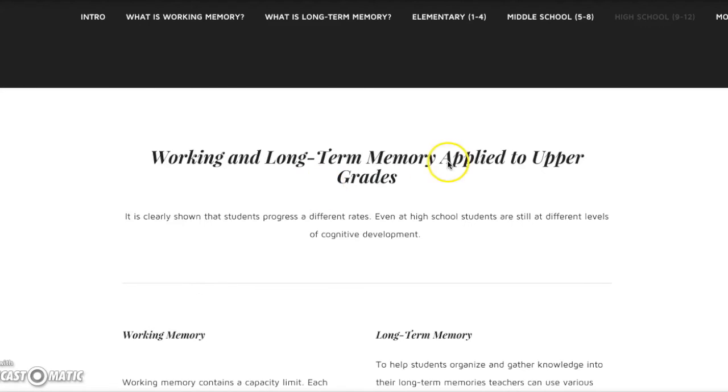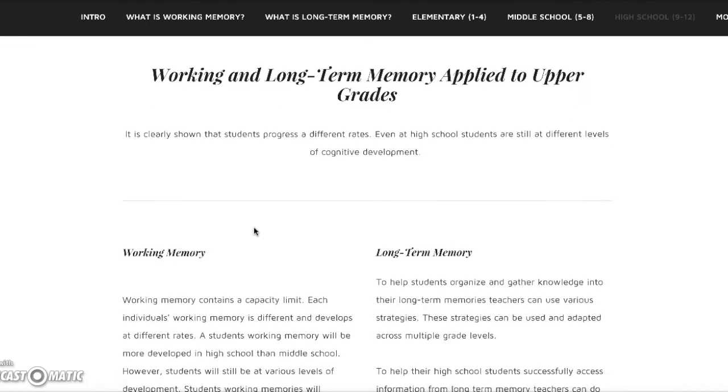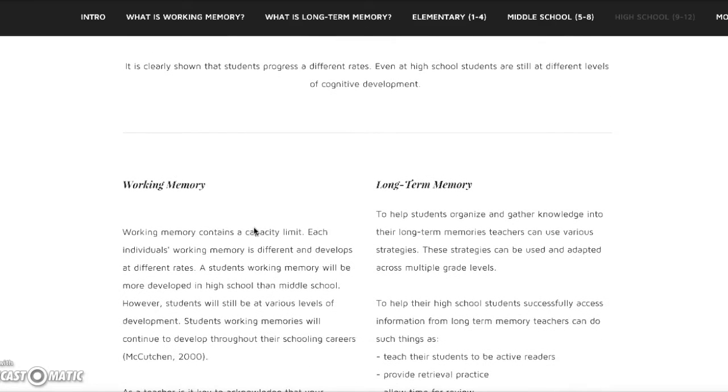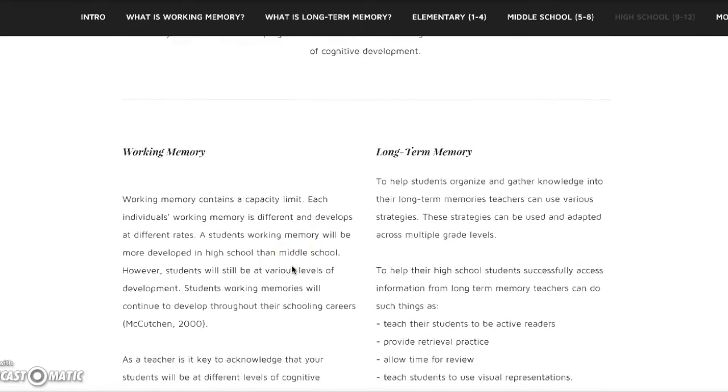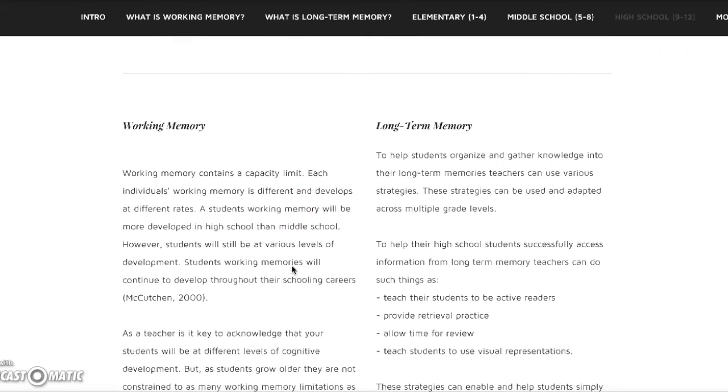Working memory applies to the upper grades. It is clearly shown that students progress at different rates. Even at high school, students are still at different levels of their cognitive development. Working memory contains a capacity limit. Each individual's working memory is different and develops at different rates. A student's working memory will be more developed in high school than it is in middle school.